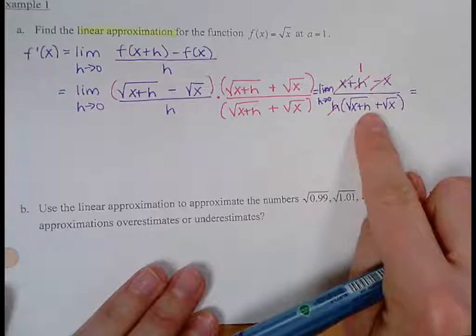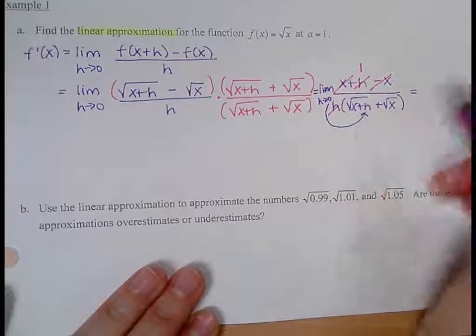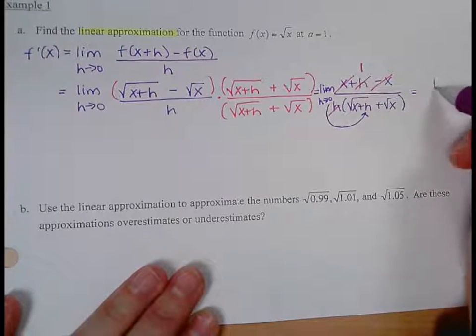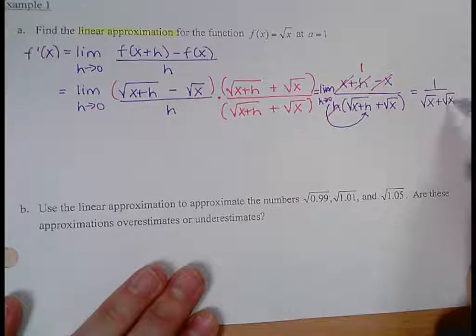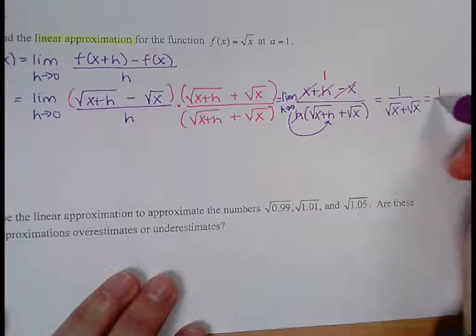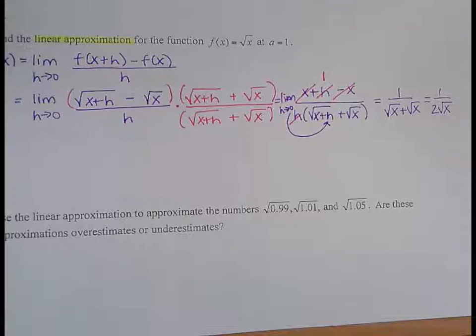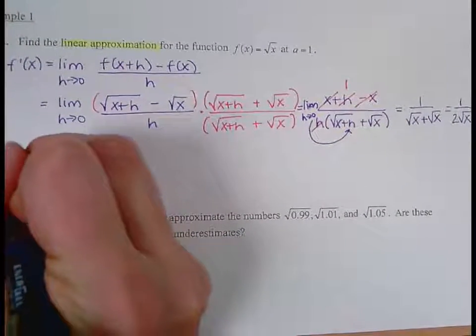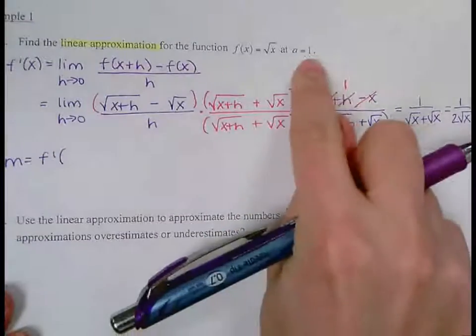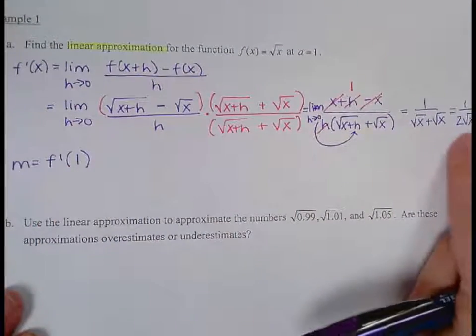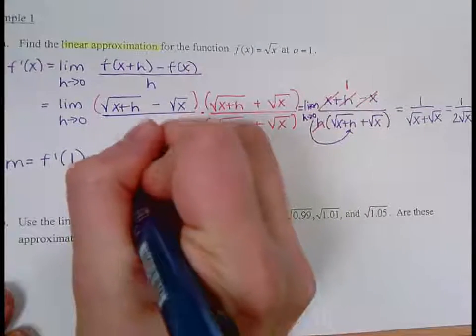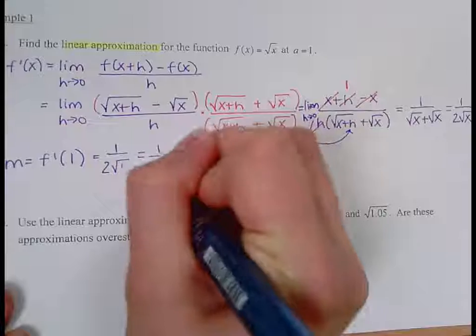And if you replace the h in the denominator now with 0, that's the only remaining h, you'd have 1 over the square root of x plus the square root of x, which is 1 over 2 square root of x. That's your derivative. Questions there? Okay. So then the slope of our tangent line is going to be f prime of, our a value is 1. So substituting 1 into our derivative, 1 over 2 times the square root of 1, so just 1/2.